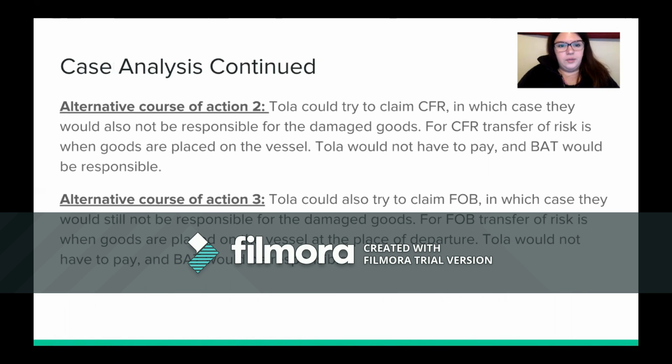Another course of action would be that Tola could try to claim CFR, in which case they would also still not be responsible for the damaged goods. For CFR, the transfer of risk is when the goods are placed on the vessel, and Tola would not have to pay, and BAT would still be responsible for those damaged goods. The third course of action would be that Tola could also try to claim FOB, in which case they would not be responsible for the damaged goods. For FOB, transfer of risk is when the goods are placed on the vessel at the place of departure, and Tola would not have to pay, but BAT would still be responsible.